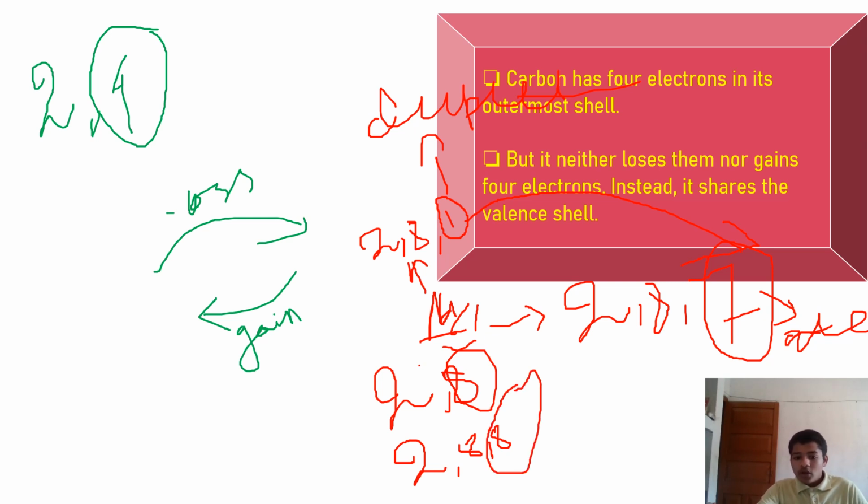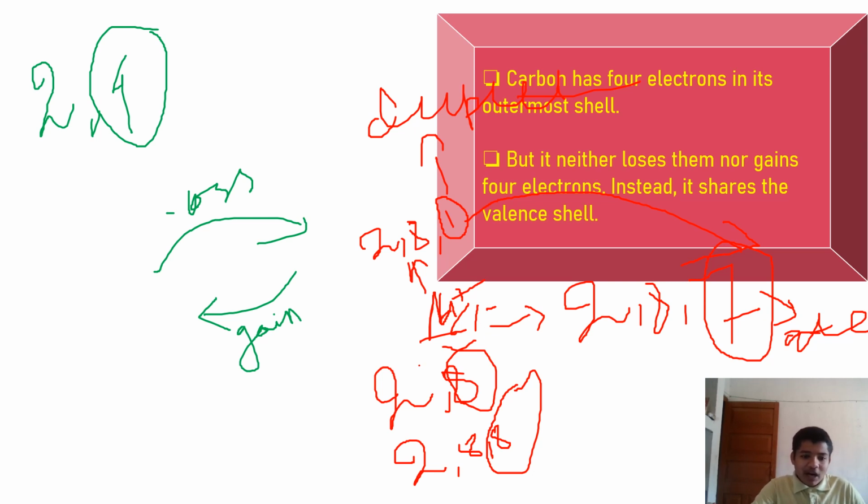So what will it do? Which will lose an electron, that will be positive, and which will gain an electron, that will be negative. So Na plus, Cl minus. See here, clear. So now what about carbon?